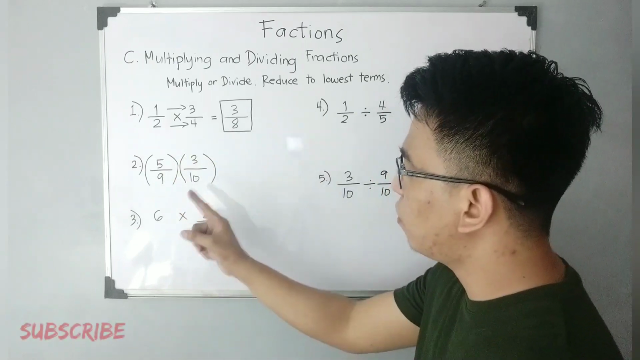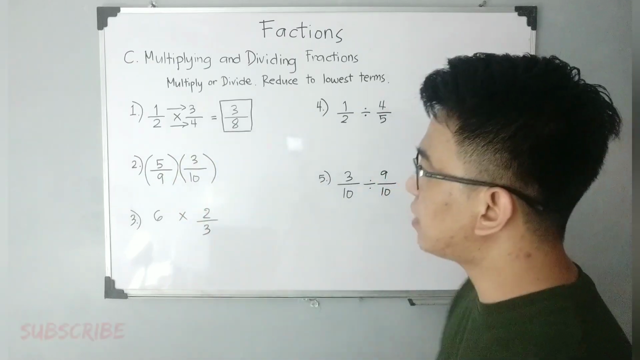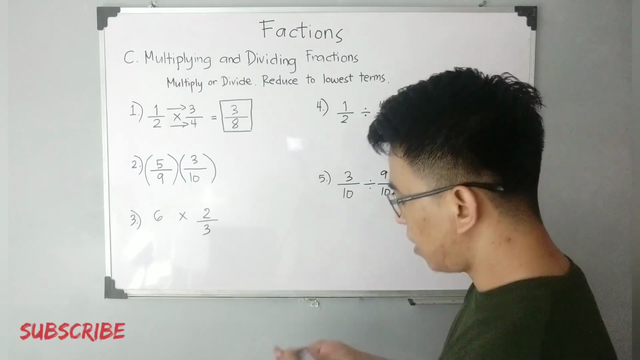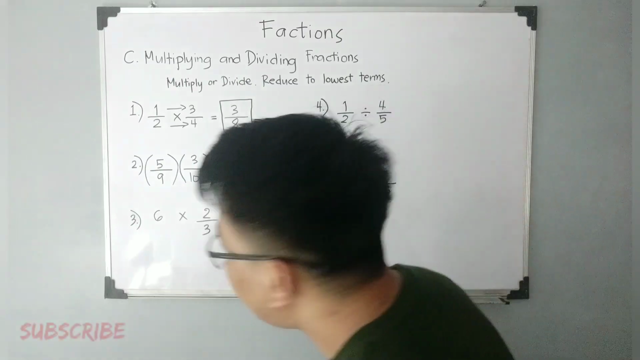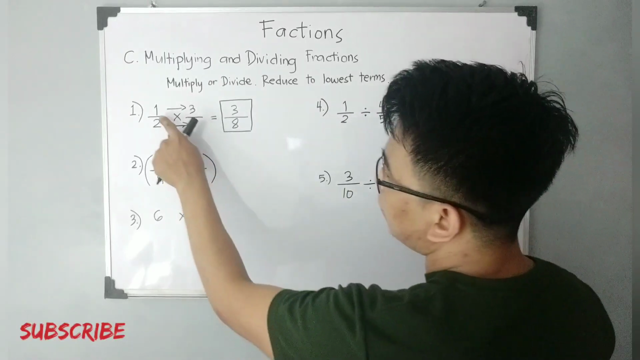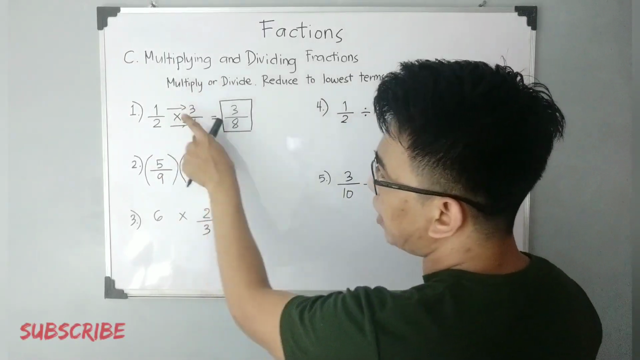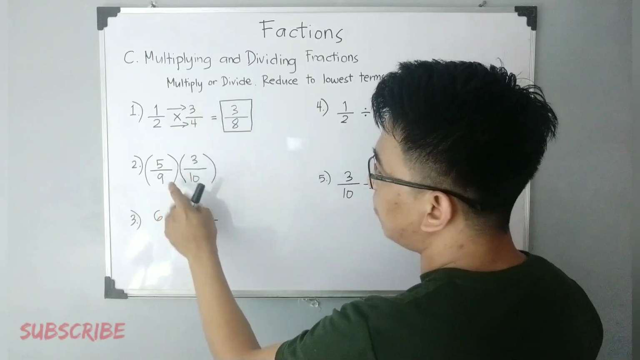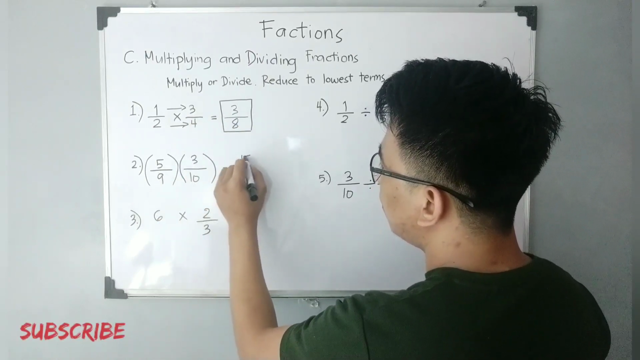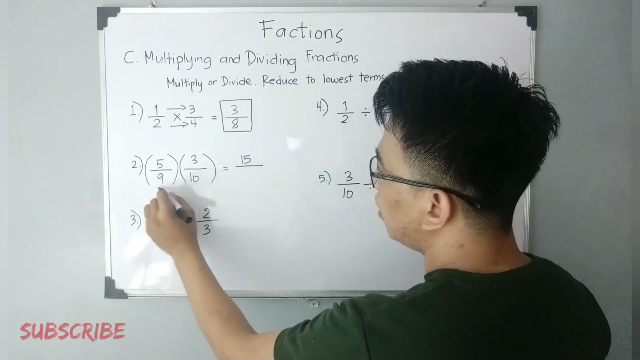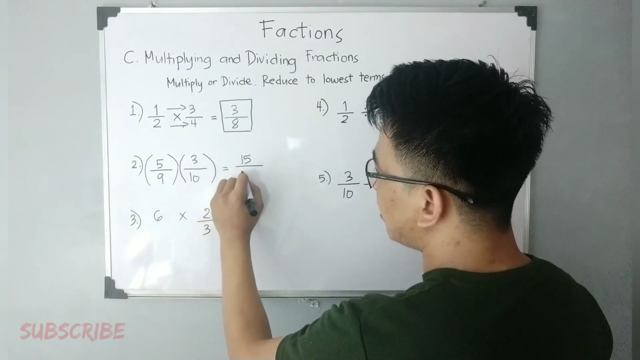You have 5 over 9 times 3 over 10. Wherein, meron ng dalawang ways na tuturo sa inyo. Una, pakita muna natin sa kanila manually. You have 1 times 3, di ba? Nag-multiply tayo ng numerator. Dito, ganun din naman. You have 5 times 3, that will give you 15 over 9 times 10, that is 90.